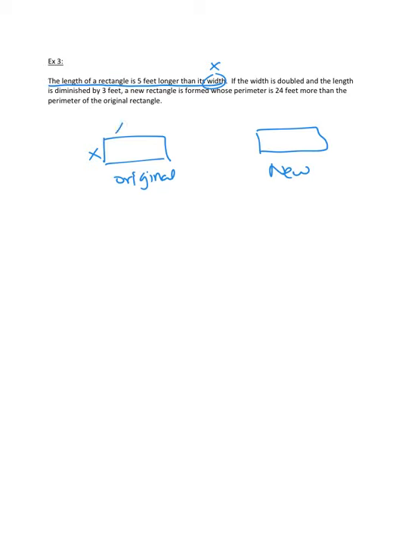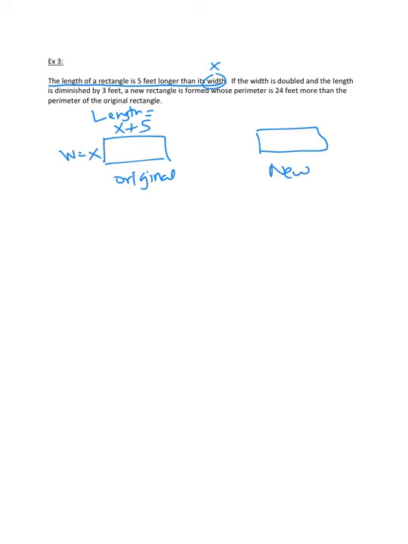Okay, so this one has a lot going on, and what I'm going to do is draw a diagram to kind of help us. Because what it's describing is that there is some original rectangle with some dimensions, and then there's a new rectangle with some new dimensions, and then they compare the perimeters. So I'm going to read the first sentence. The length of a rectangle is 5 feet longer than its width. So I'll let the width be x, because it comes at the end, and the length is 5 feet longer. That means add 5. So this is width, this is length.